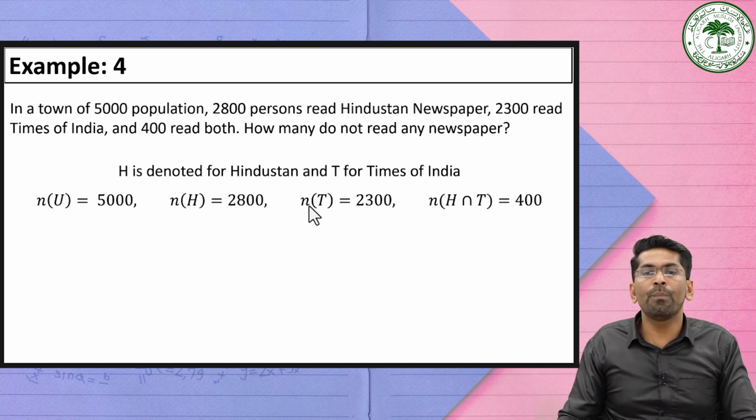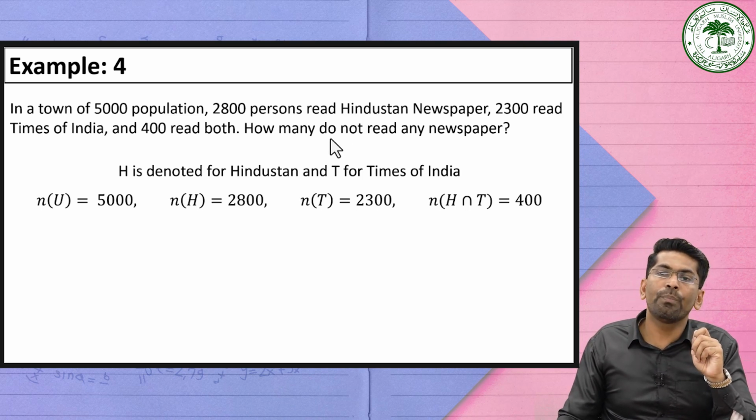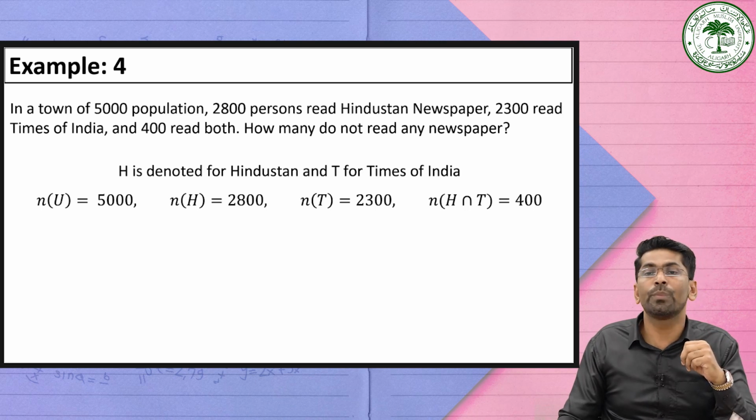The number of people reading the Times of India is 2,300. The number of people who read both Hindustan and the Times of India, which is known as the intersection, H intersection T, is equal to 400. So in order to find the number of people who do not read any newspaper, first we want to find out how many people read any of the newspapers. Then we can go for finding the number of people who do not read any newspaper.